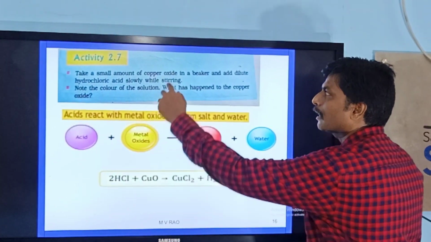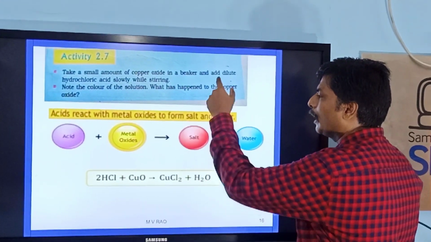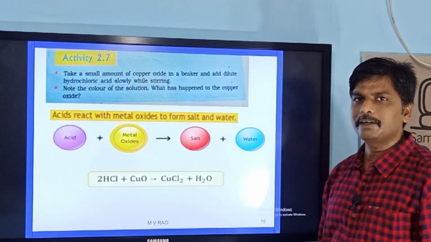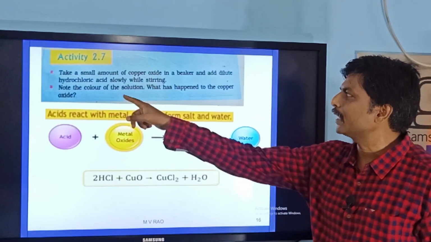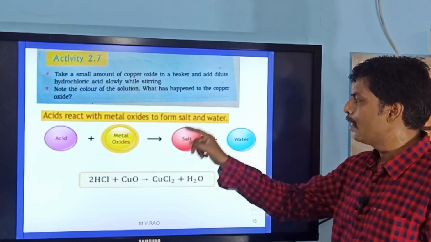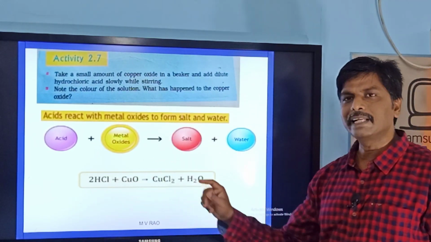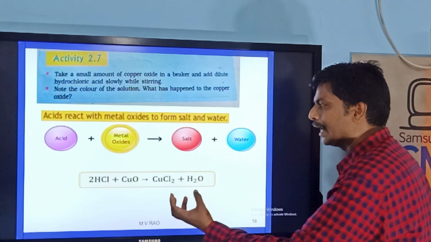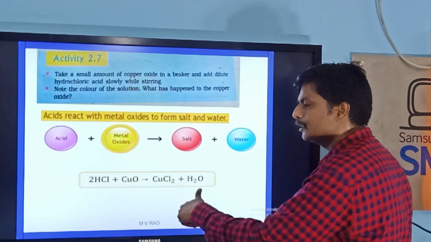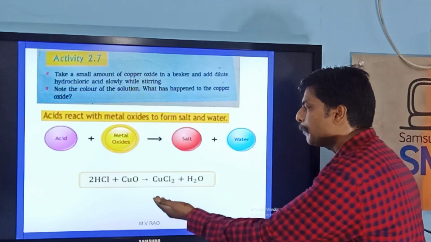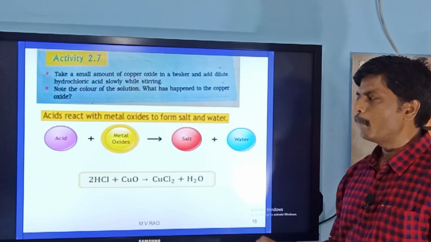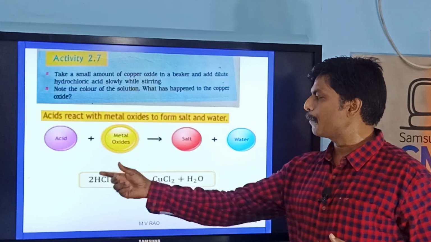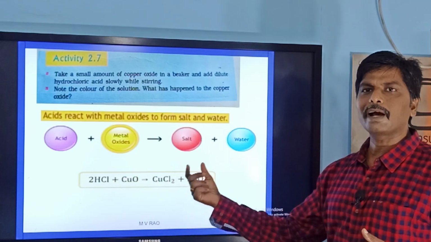So it is HCl. The copper oxide formula is CuO, and the product is CuCl2. What is the color of CuCl2? Blue. It is important. Note the color of the solution. Before adding HCl, the color of CuO is black. After adding HCl, it turns to CuCl2, copper chloride, a copper salt. Its color is blue. Black copper oxide turns to blue copper chloride.